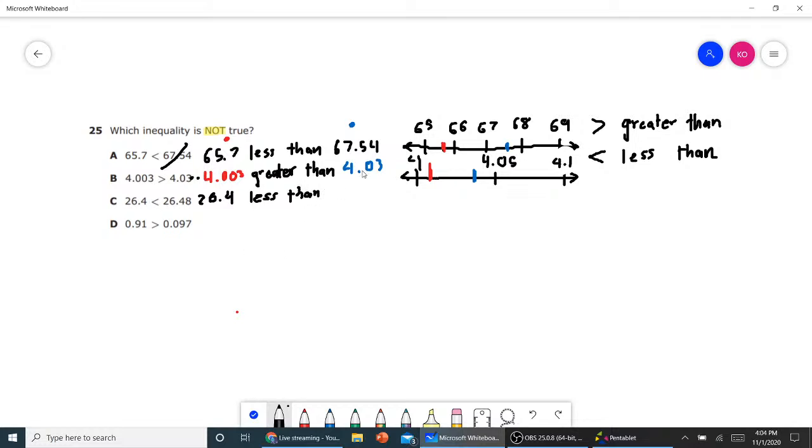as you see with the symbol. Oh my god, I forgot to color code. Let me rewrite this with the colors. 26.4 is less than 26.48. So let's draw a number line really quickly.